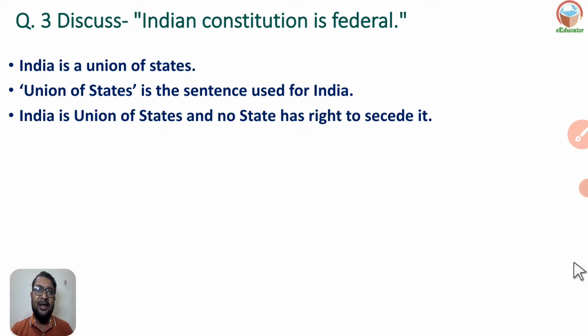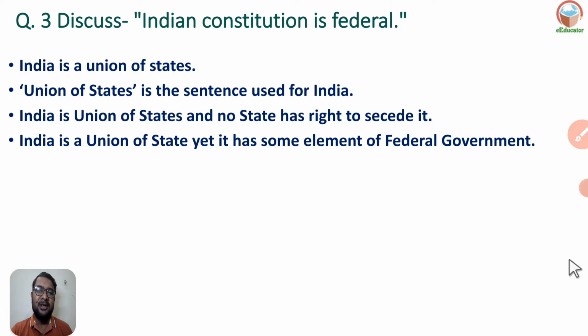India is a union of states, and no state has a right to secede. No one state has a right to break this union. So India is a union of states, and it has some elements of a federal government. We have followed some elements of a federal government.